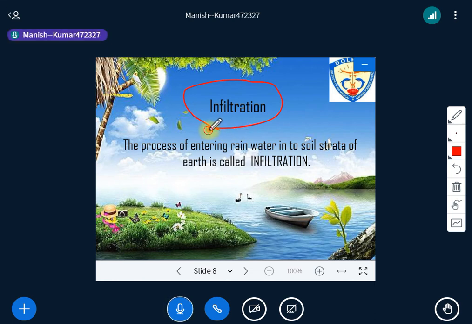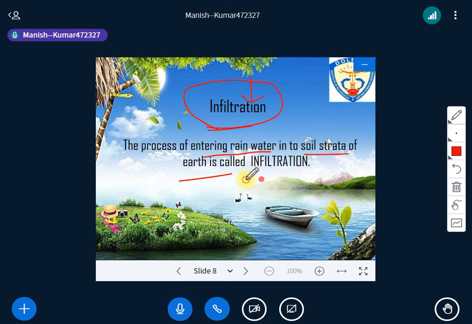So first, infiltration, right? The term comes from infiltrate. Infiltrate means you have to enter. If you have a boundary, and you cross the boundary, that is called infiltrate. So what is the meaning of infiltration in hydrology? This is the simple meaning: the process of entering rainwater into the soil strata of the earth. The strata means the soil horizon, the level of soil. So when water enters into the soil strata of the earth, that is infiltration.